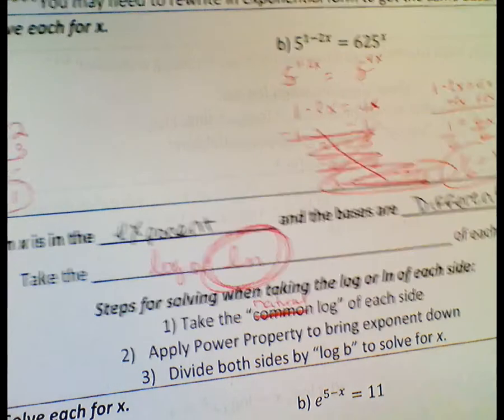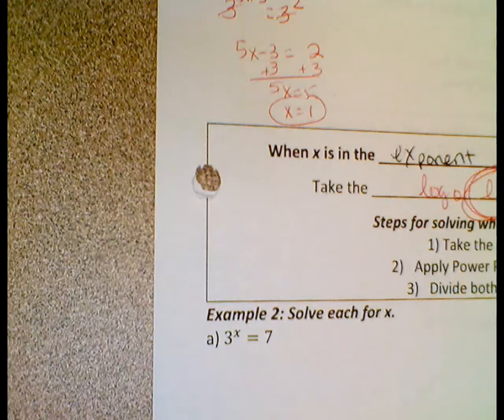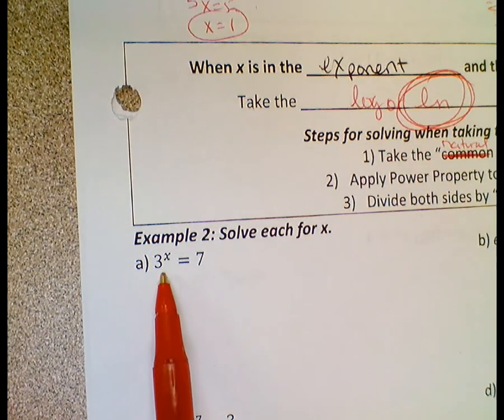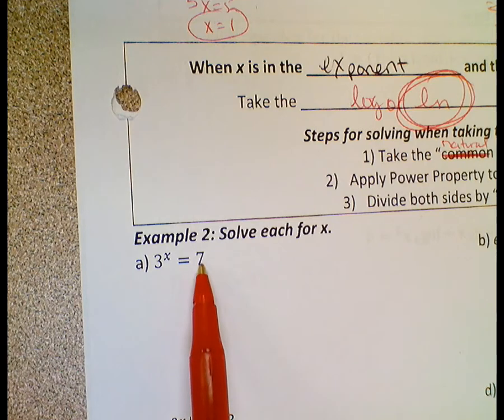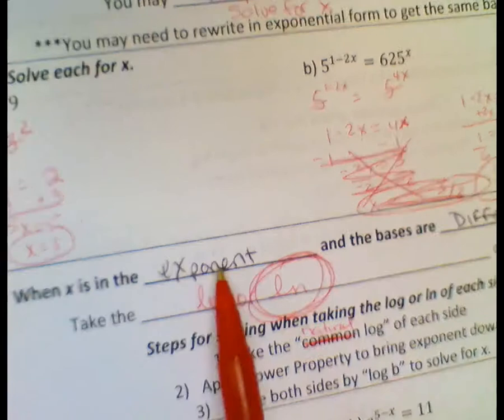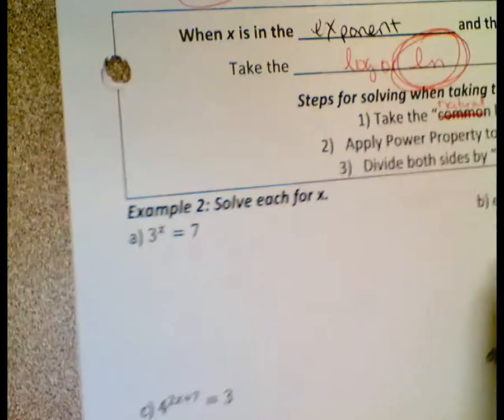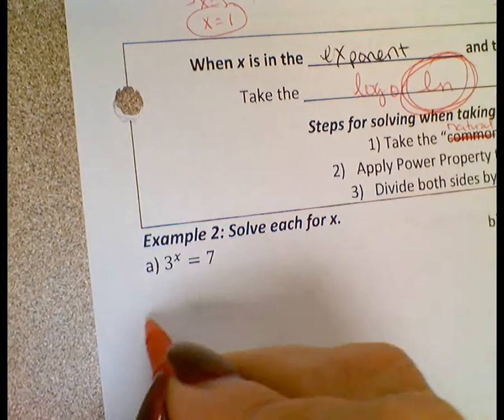Let's take that slowly. Here we go. So example 2a. Notice that the 7 cannot be written as a 3. There's no way I can change 7 to a 3. So that means our exponents, or bases, are going to be different. Bases are different.